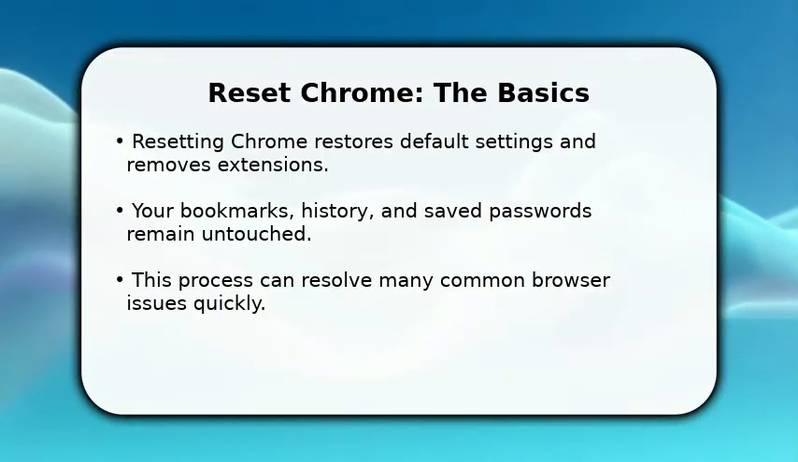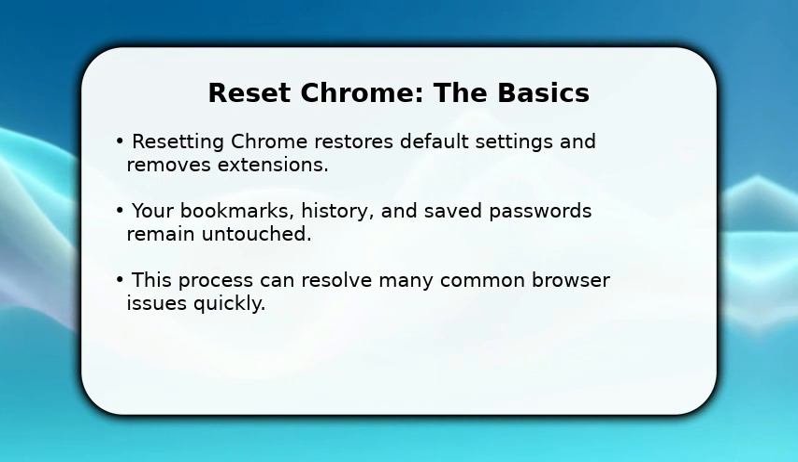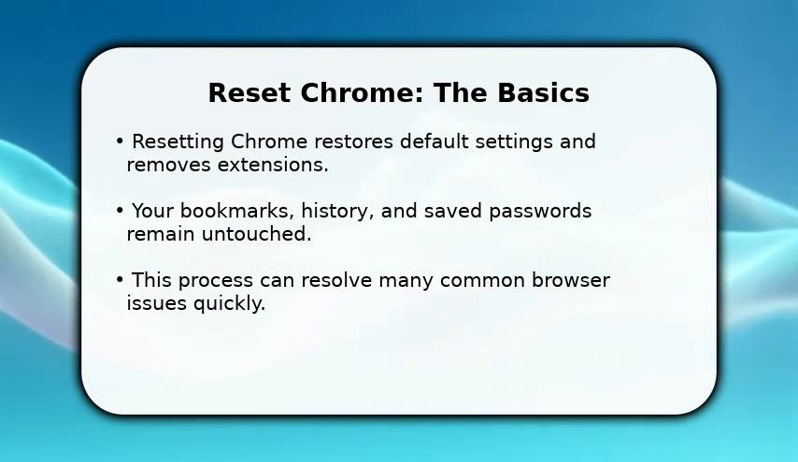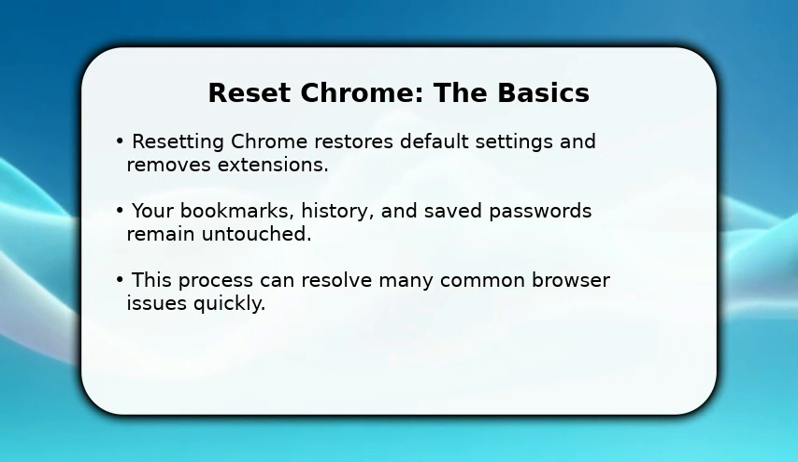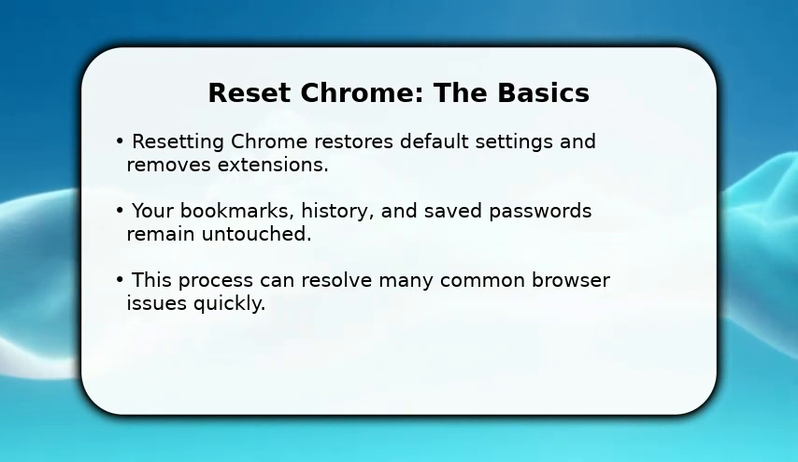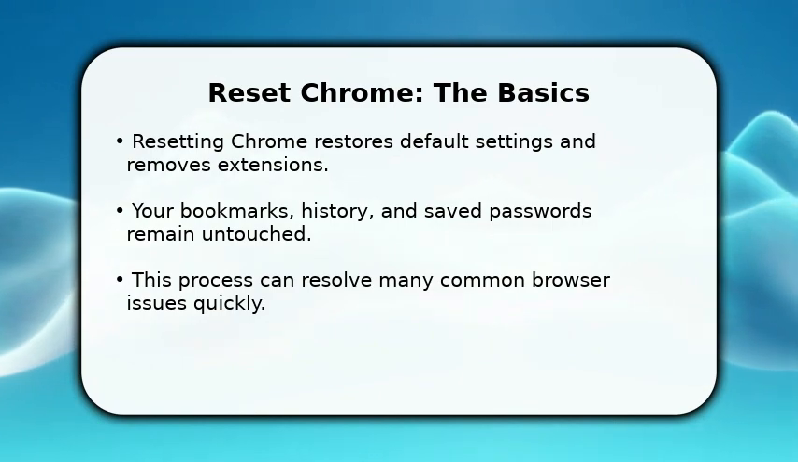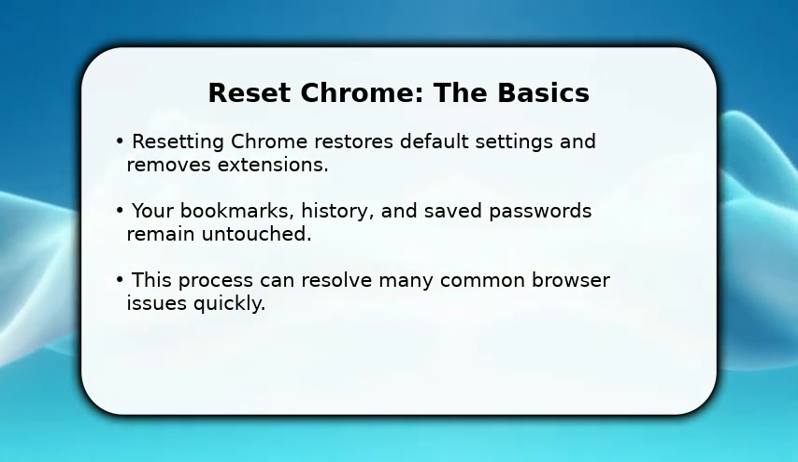In this video, I will explain how to reset your Chrome browser. First, open Chrome and click the three vertical dots in the top right corner to access the menu. From there, select Settings to open a new tab. This initial step is crucial for navigating to the correct options. It's a simple way to address performance problems or unwanted changes without losing your essential data.